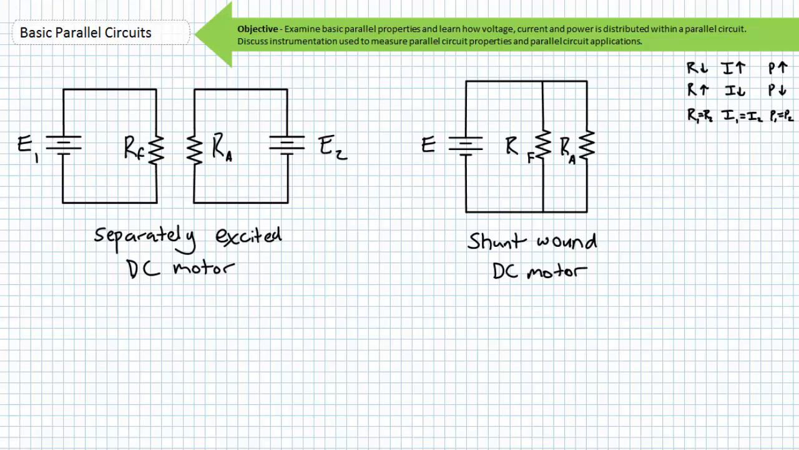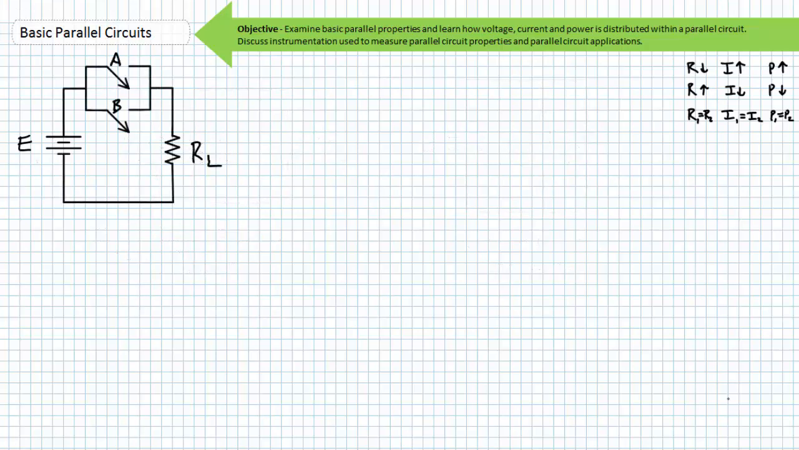For now, realize both the armature and the field winding of a shunt-wound DC motor experience the same voltage because they are in parallel with one another. Lastly, consider an application of parallel circuits involving neither loads nor sources in parallel, but rather switches placed in parallel.